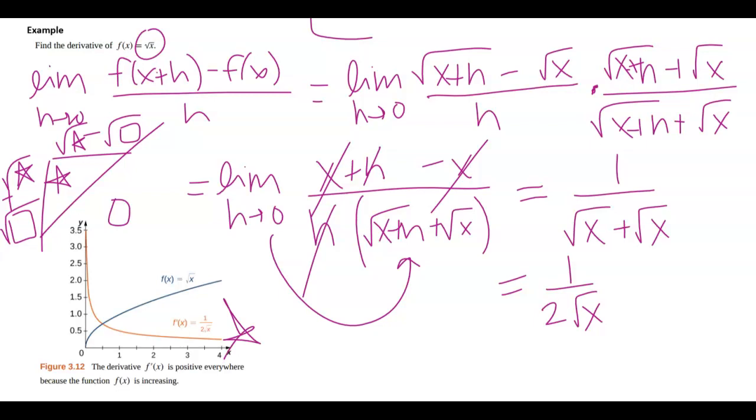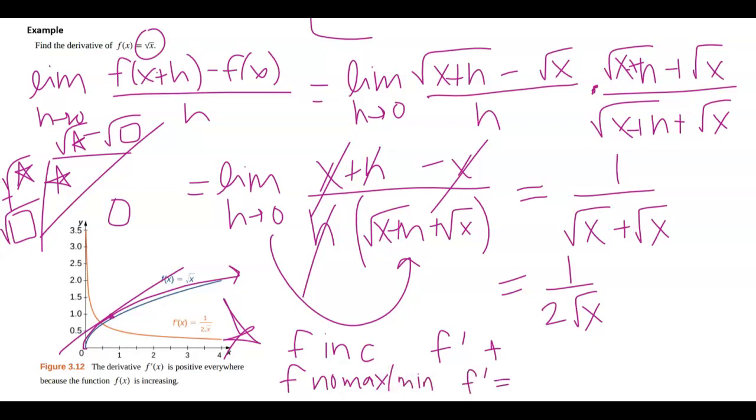All right, so let's talk a little bit about the graphical connections here. If I have the square root function and I am looking at tangent lines here, the square root function is always increasing and does not have a maximum or a minimum. So if f is always increasing, its derivative must always be positive. And if f has no max or min, f prime will never be 0. I'll never have a horizontal tangent line on that graph.